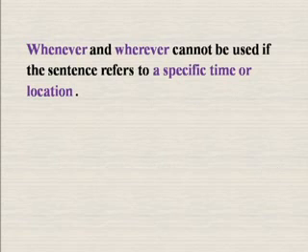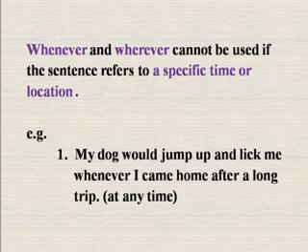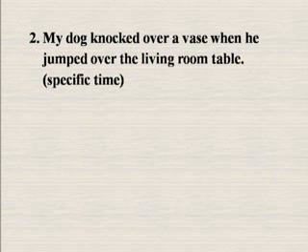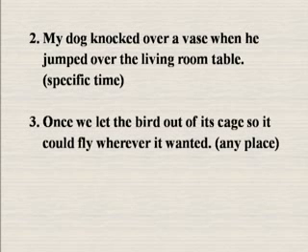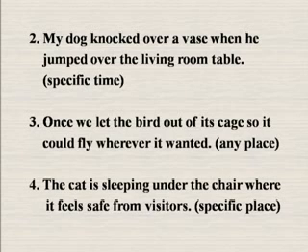Now, let's study examples. Number 1. My dog would jump up and lick me whenever I came home after a long trip. Number 2. My dog knocked over a vase when he jumped over the living room table. Number 3. Once we let the bird out of its cage so it could fly wherever it wanted. Number 4. The cat is sleeping under the chair where it feels safe from visitors.